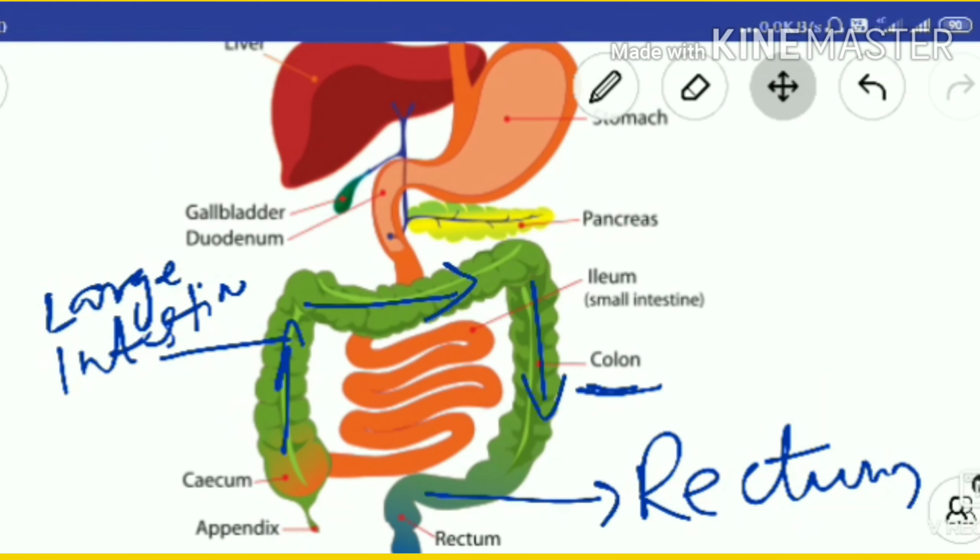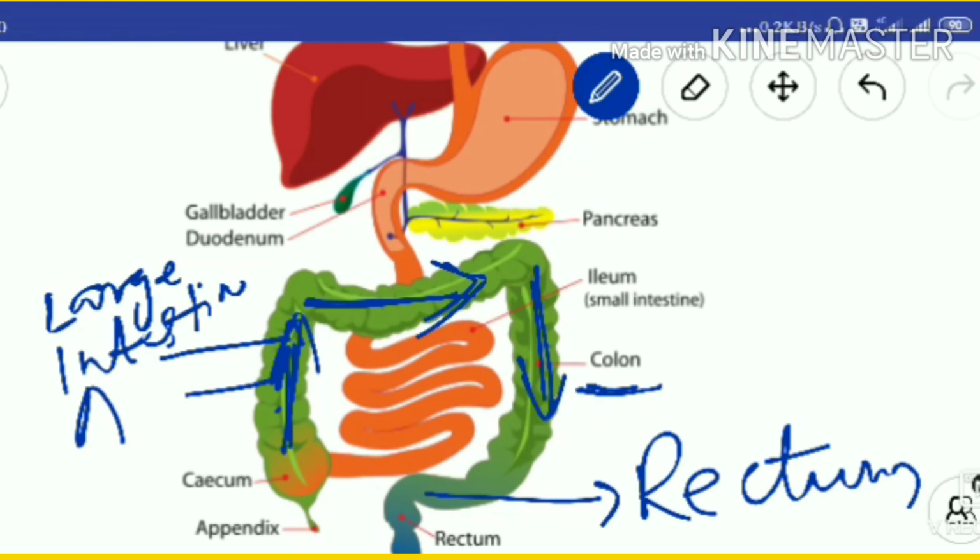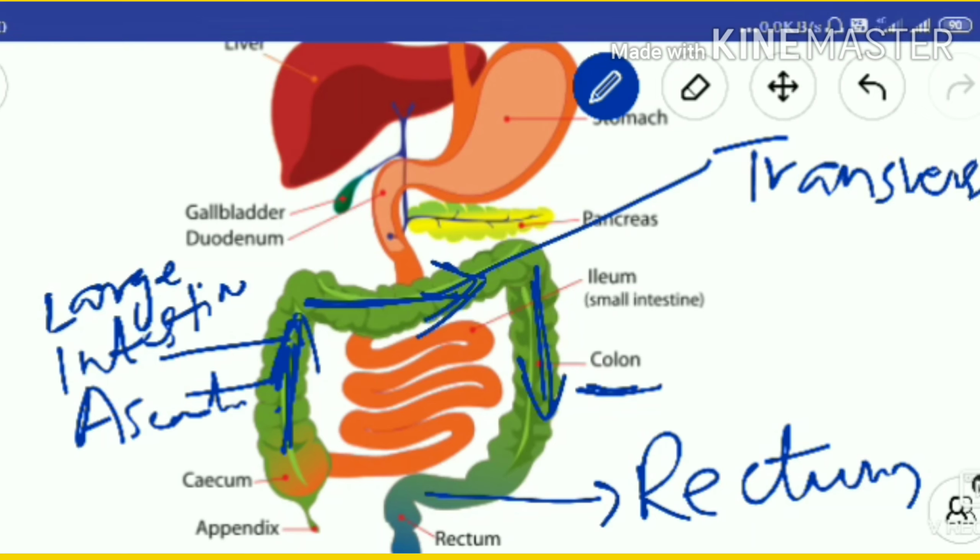See, this is the large intestine. That green part is called the large intestine, having the ascending colon, and this horizontal portion is called the transverse colon, and this is the descending colon. So the large intestine has the ascending colon, this is the ascending part, this is the transverse colon, and this is the descending colon.